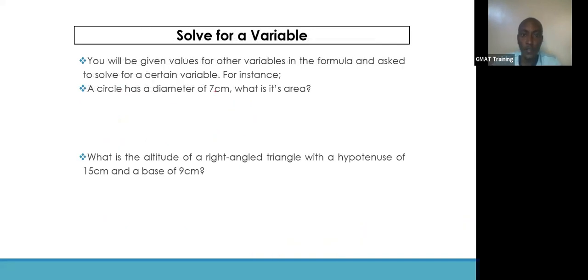A circle has a diameter of 7 centimeters. What is its area? Sorry about that. So you'll be given values for other variables in the formula, and asked to solve for a certain variable.